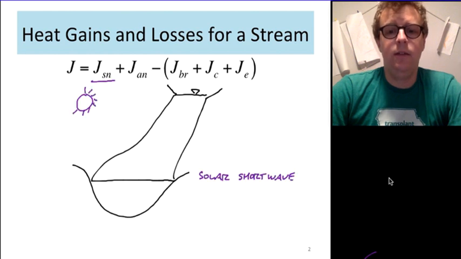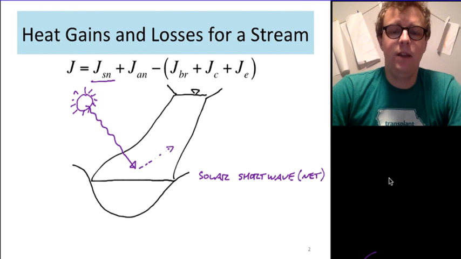The first is solar shortwave radiation. And so this is sort of the obvious one. The sun shines, things warm up, and some fraction of that may get reflected off. So we're actually interested in the net shortwave radiation. So SN, shortwave net.